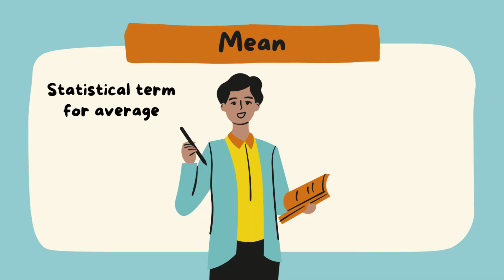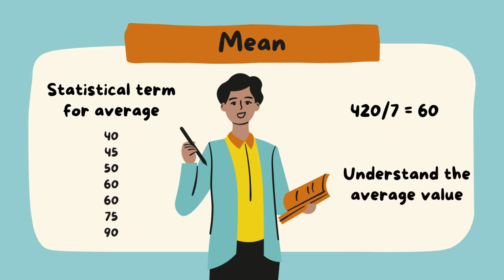It's the statistical term for the word average. Imagine there are seven students and their exam scores are 40, 45, 50, 60, 60, 75, and 90. To find the mean, you add up all the numbers and divide by the count, which is 7. So the average is 420 by 7, which is 60. The mean gives you the fair share or the central tendency. In AI, we often use the mean to understand the average value of a dataset, such as the average height of the people, average salary, average number of hours worked, and so on.